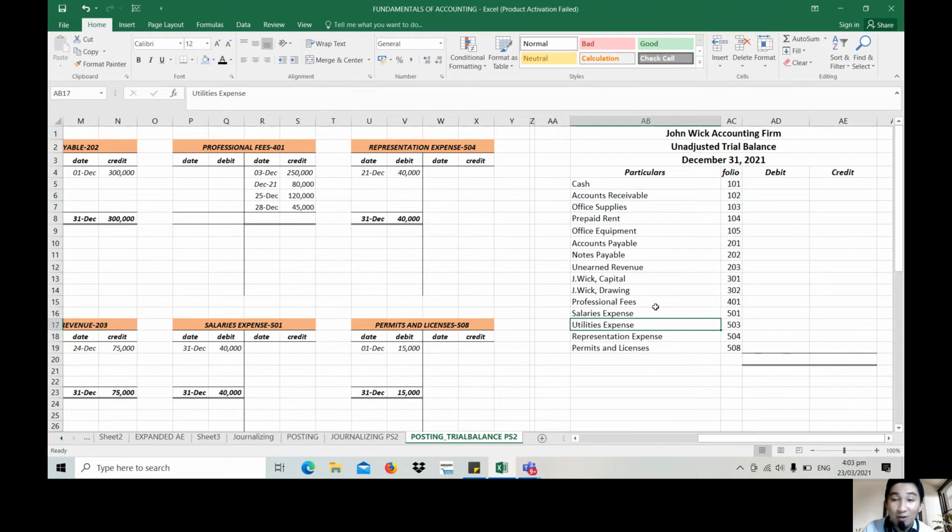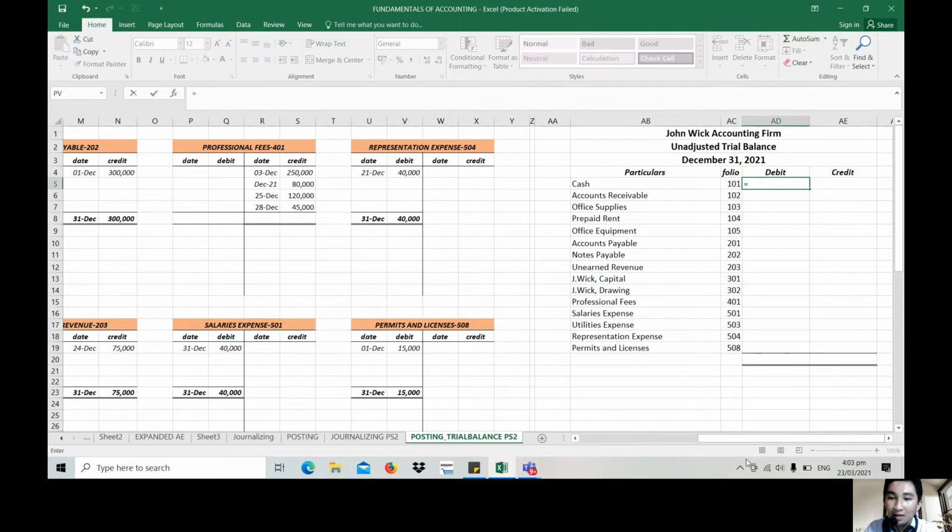Hindi pwedeng kahit ano na lang ang mauna, guys. So, nauna ang assets, preferably current. Okay, then after that, non-current assets. Then liabilities. Then after that, the capital and the drawing. Kasunod naman is the revenues and the expenses, yung pinakahuli. Then, nandoon yung corresponding folios or account numbers nila.